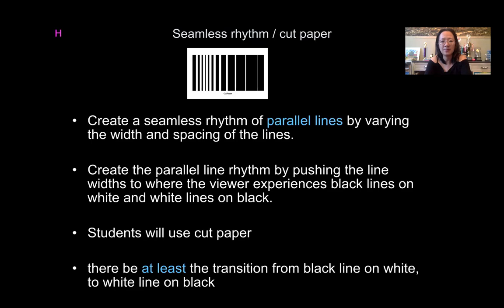So in the first one, you want to create a seamless rhythm of parallel lines by varying the width and spacing of the lines. You're going to cut black on white, or white on black, it doesn't matter in this case. You want to create the parallel line rhythm by pushing the line width to where the viewer experiences black lines on white and white lines on black. You're going to use cut paper. Use a ruler, please. Make sure the lines are straight. There will be at least three transitions, from black line on white to white line on black.